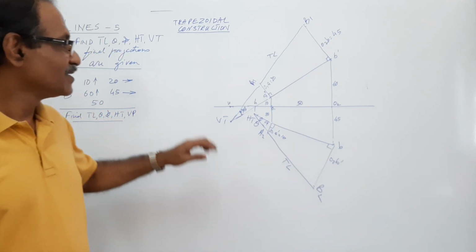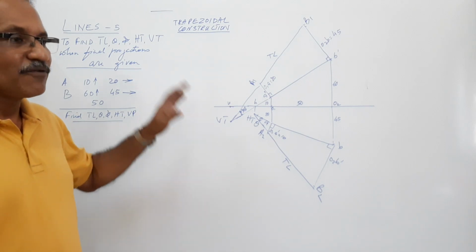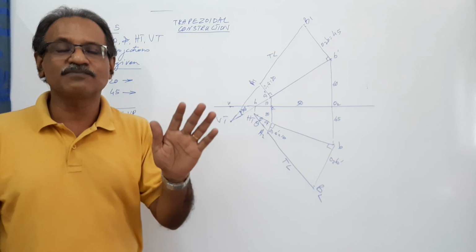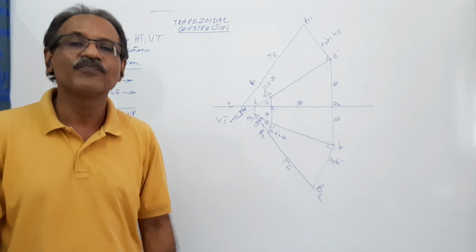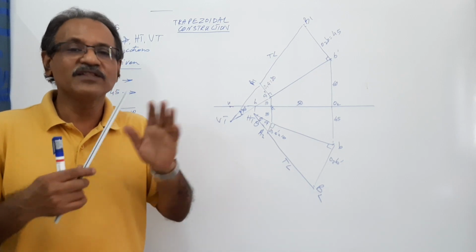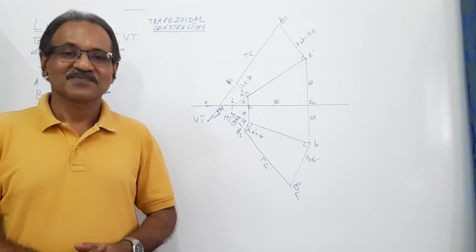Agreed? So this is called a trapezoidal construction. With this, we wind up the concept of lines. All concepts of lines I have given you. There is nothing remaining with me. Agreed? Now, with these things, we will have to draw problems.